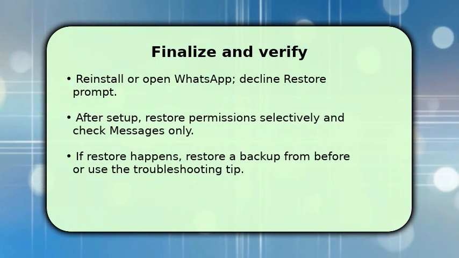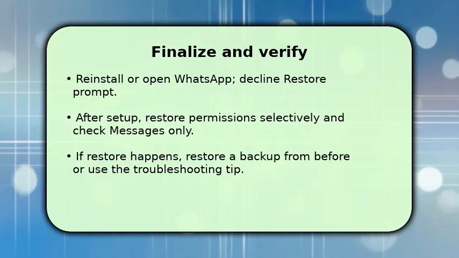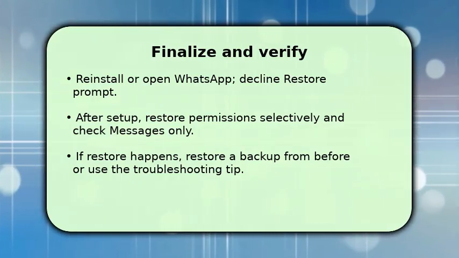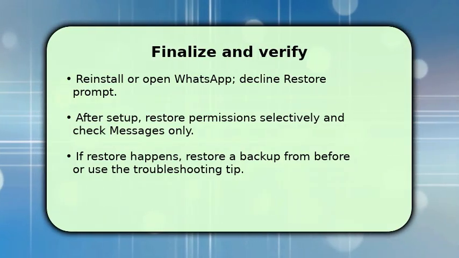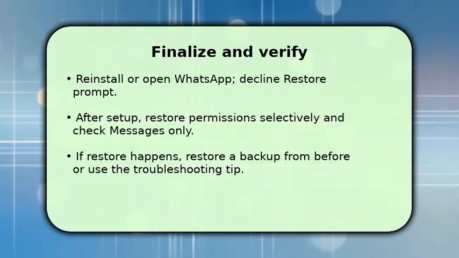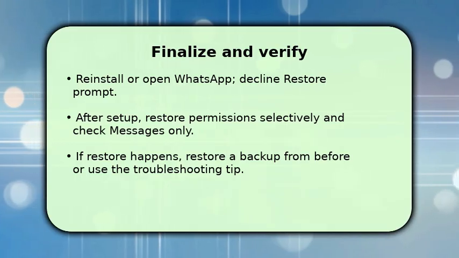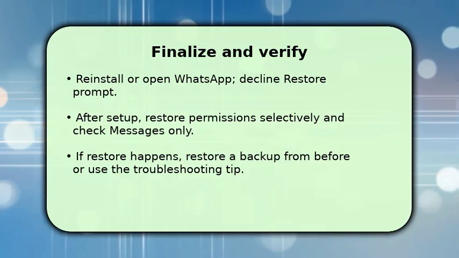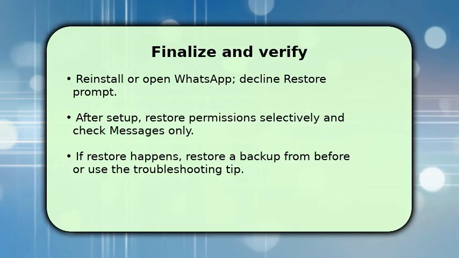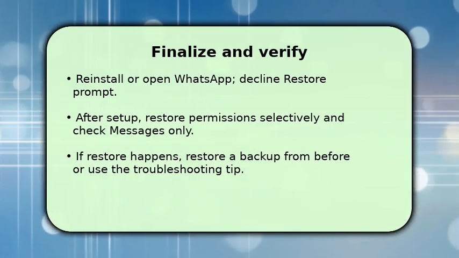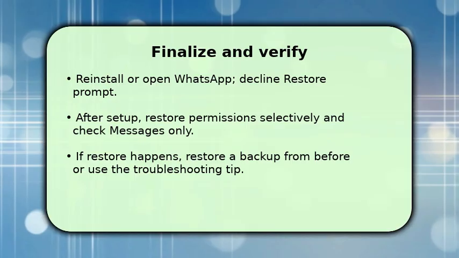Finish the process by reinstalling or proceeding with WhatsApp setup while still offline. When asked to restore, decline. Once the account is active, turn network back on and re-enable only required permissions, checking that media did not reappear. If you need specific chat history, import a vetted backup created after you removed unwanted media.